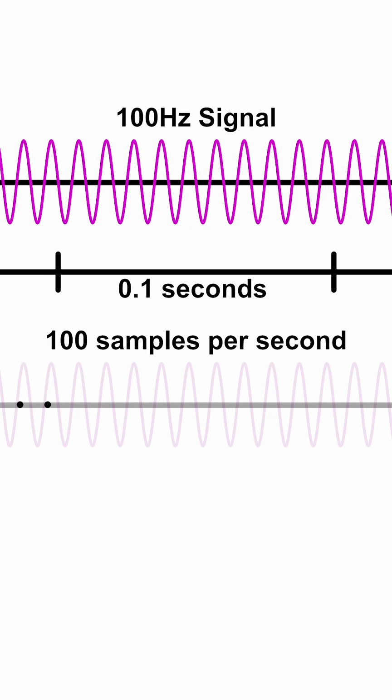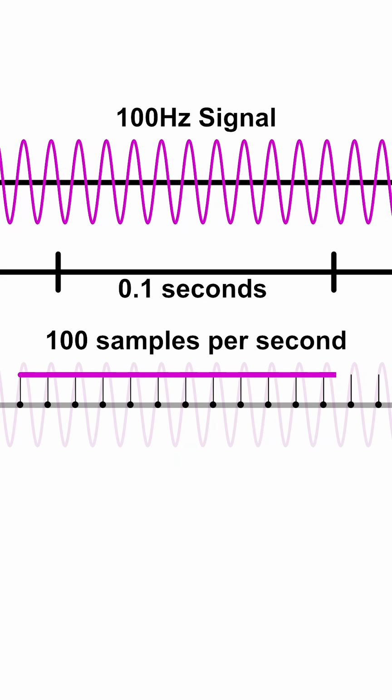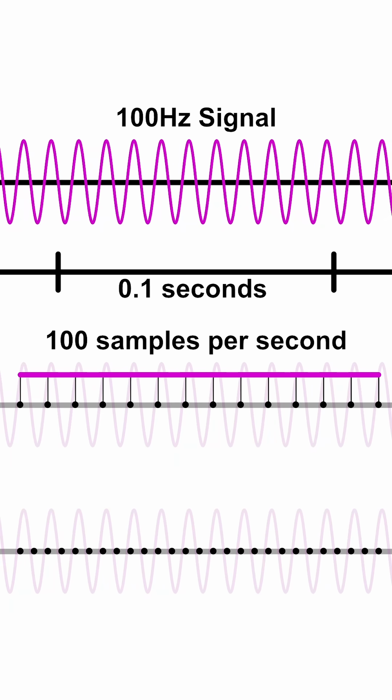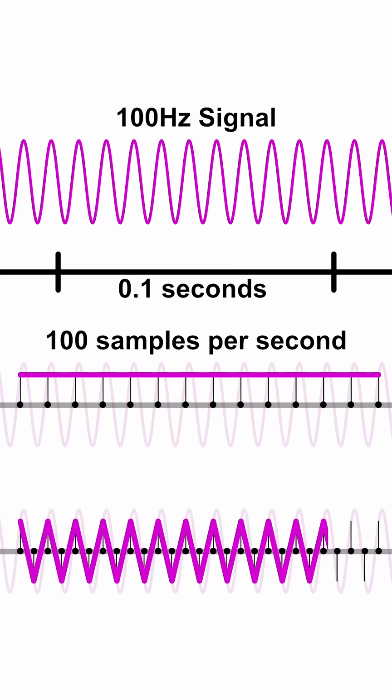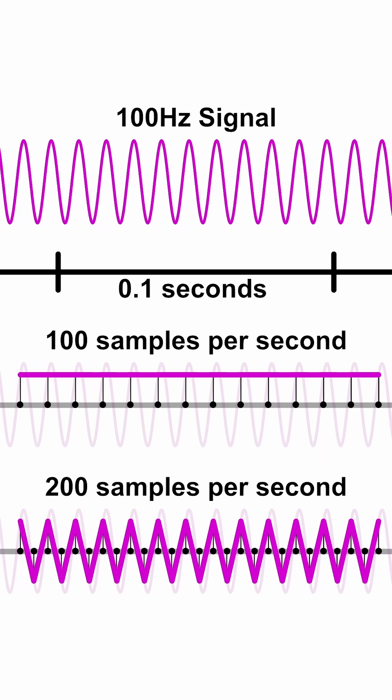If we sample that 100 times per second, we're going to pick up the same point on that sine wave every time we sample. So it'll come out like a flat line. That means we need to sample the signal at least twice as fast as the signals that we're interested in recording. By that reasoning, we should be sampling at 200 samples per second to record 100 Hertz.